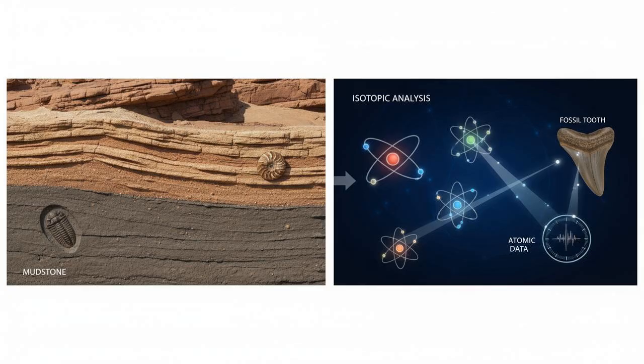Then there's the chemistry. By analyzing isotopes, different versions of elements like oxygen and carbon, in rocks or fossils, scientists can create an ancient thermometer, estimating past temperatures and rainfall. Zinc isotopes in a fossil tooth can even tell us if an animal was a herbivore or a carnivore.